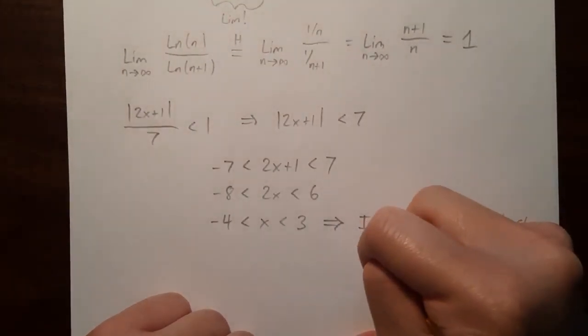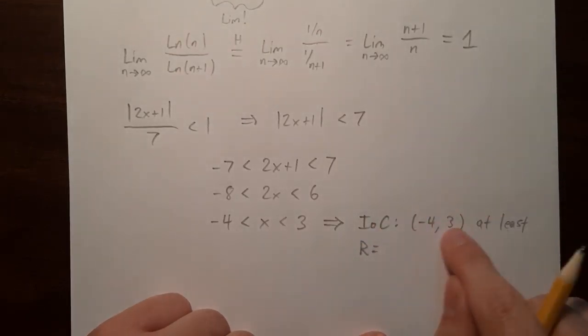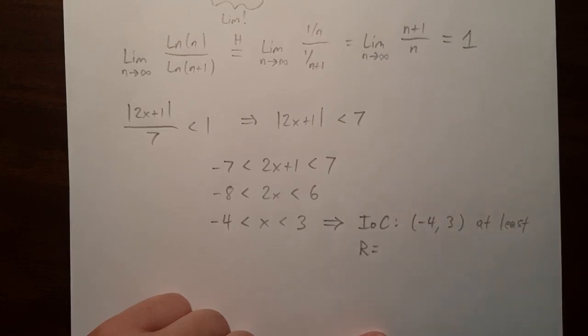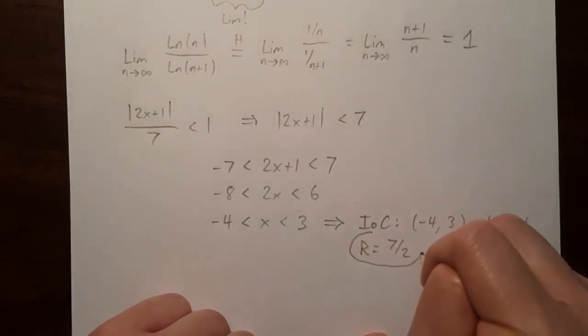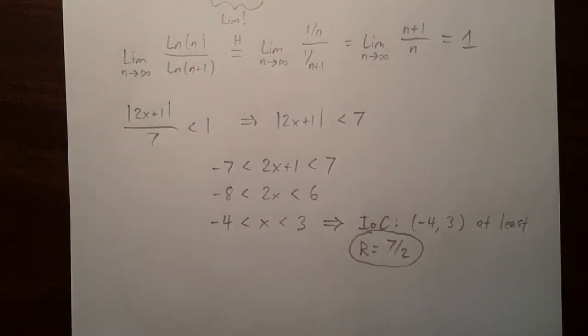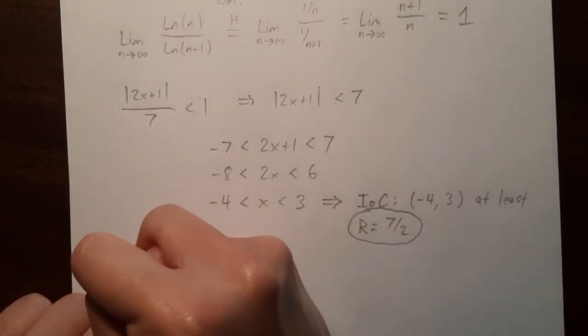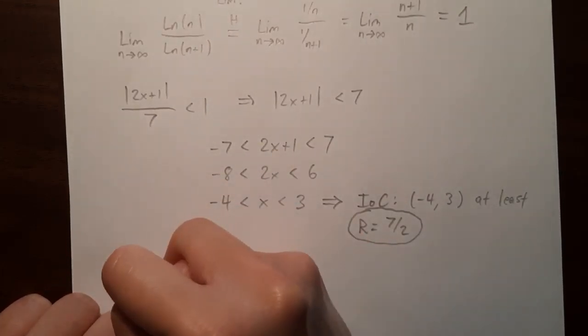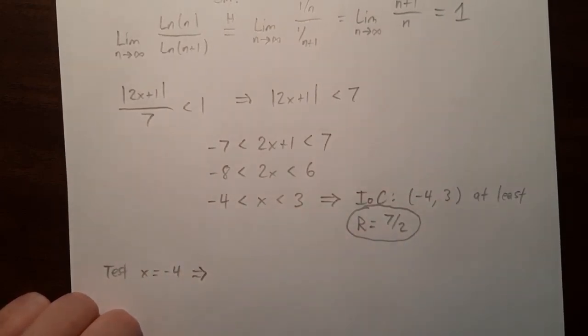So what's the radius going to be? The radius is going to be the length of this interval divided by 2. The length of this interval from -4 to 3 is 7. So 7 divided by 2 is going to be my radius. All right, so now for the endpoints. I'll check the leftmost one first, because why not?